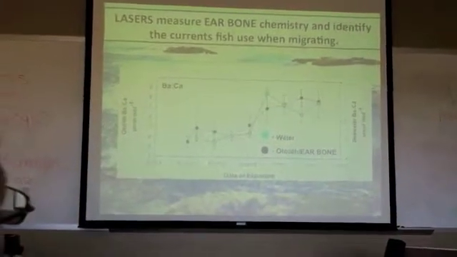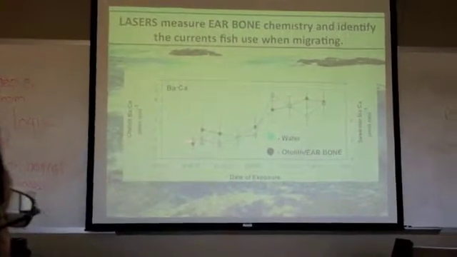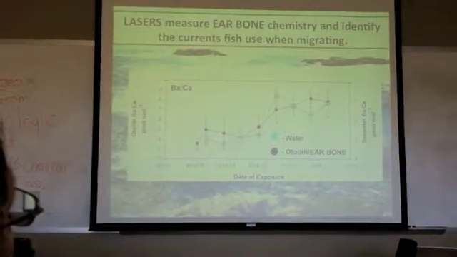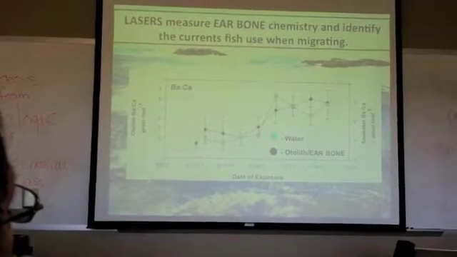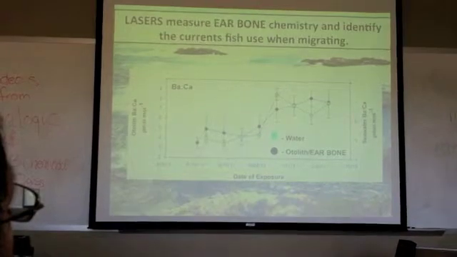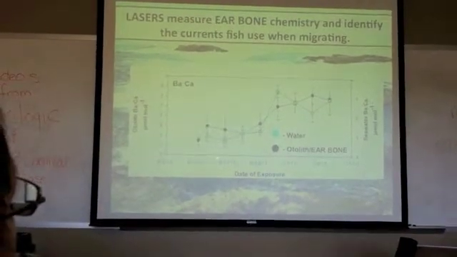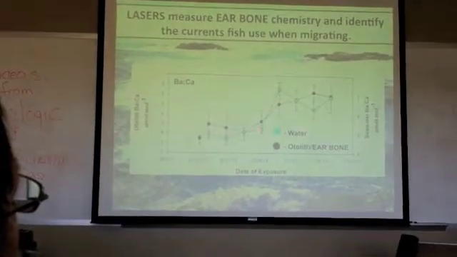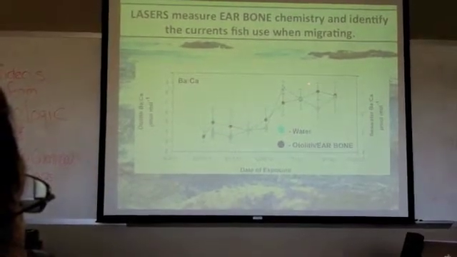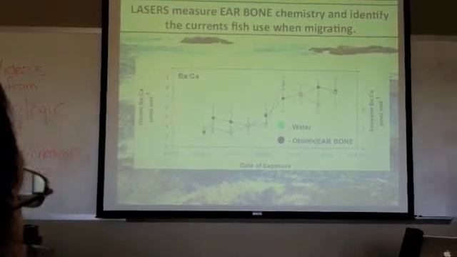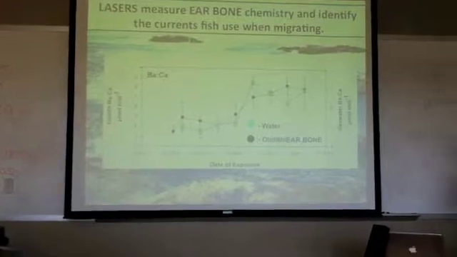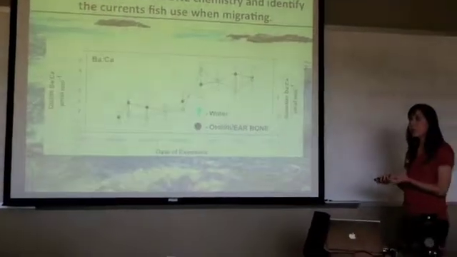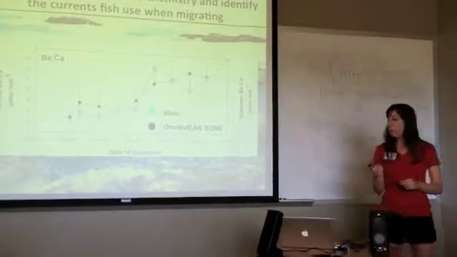So here's what I found. In the blue, you see that the water starts out with a low concentration of the element barium, and then it increases. So we see a change in the type of water. And then we also see that the fish bone chemistry is actually matching that of the water that they're in. So this experiment is what validates that this tool can work for looking at fish movement.